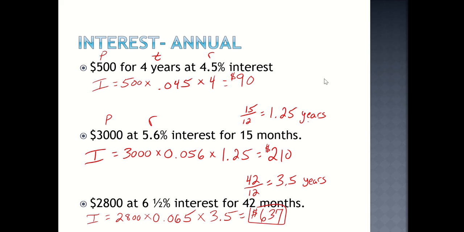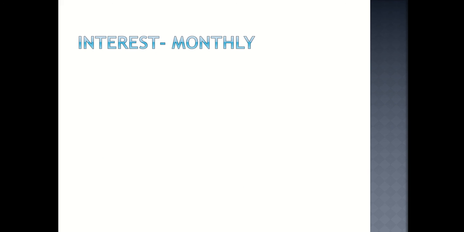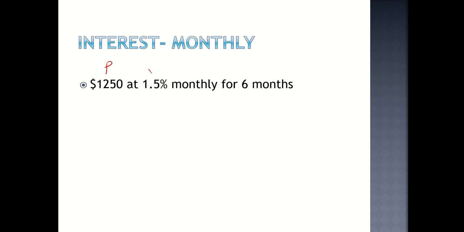Let's take a look at monthly interest. With monthly interest, the time has to be in months. So it's the same idea, but instead of time being in years, we have a principal of 1,250. We have a rate of 1.5%, and our time is 6 months. So with monthly interest, time needs to be in months, and on this problem it already is.